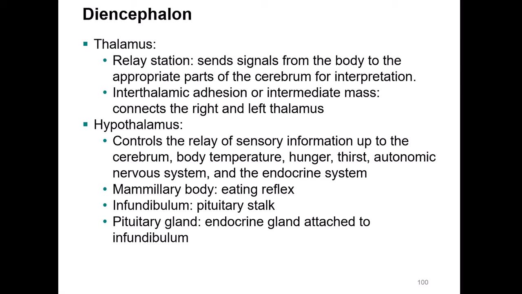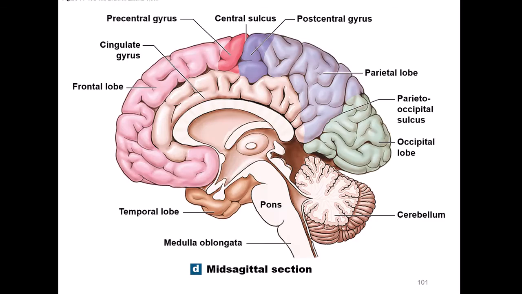It controls the autonomic nervous system. When we go into a state of fight or flight, that state of alarm, it's the hypothalamus that activates that fight or flight. And then it also controls the endocrine system. In A&P 2, when you study the endocrine system, specifically the pituitary gland, you'll see how the hypothalamus has a major control over that pituitary.